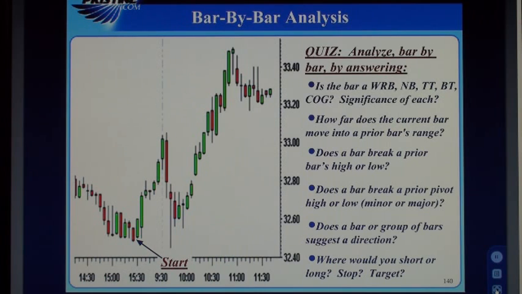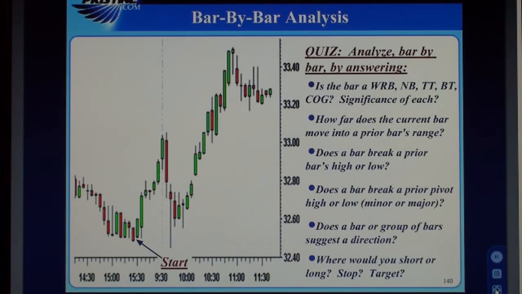Whenever you see a bottoming tail bar, always question what it looked like prior to completion, and did it take out a prior bar's low or several prior bars' lows. These are strong signals suggesting that buyers are stepping up on a dip and prices should move higher.